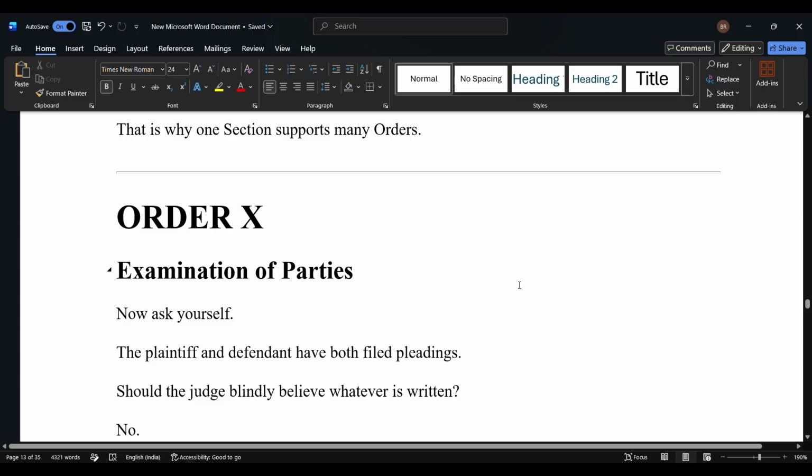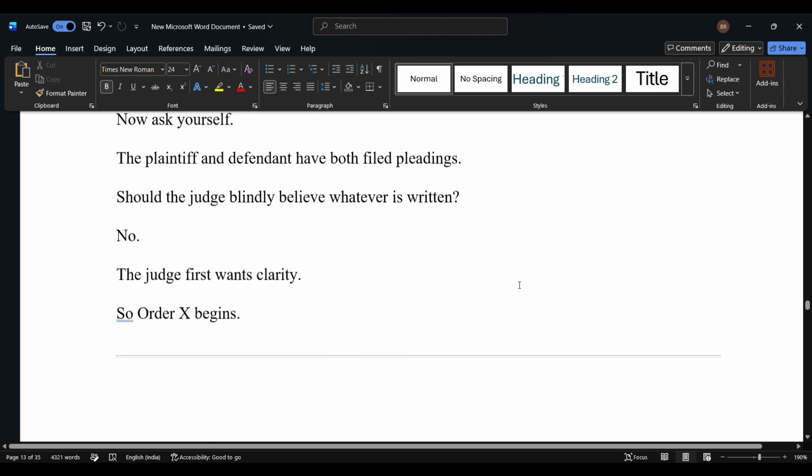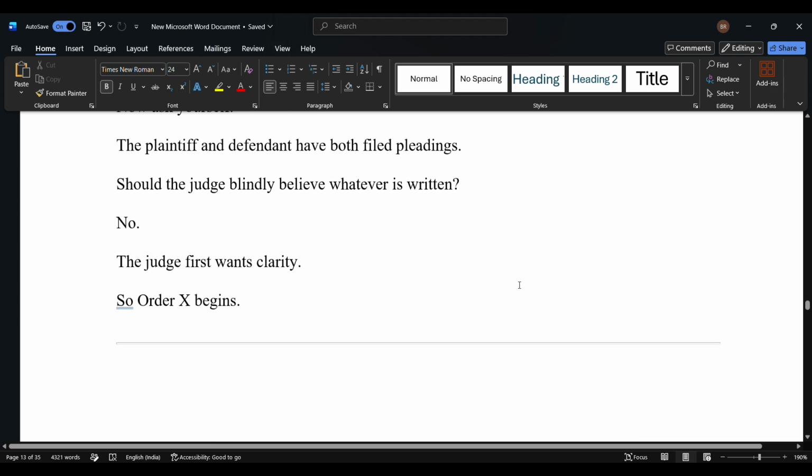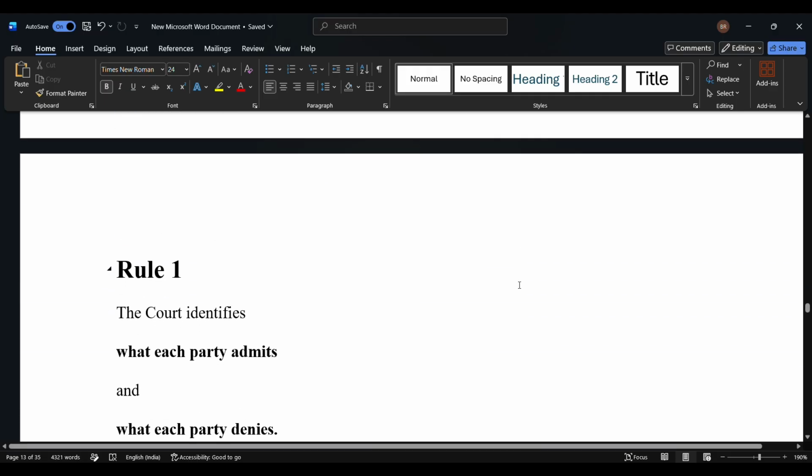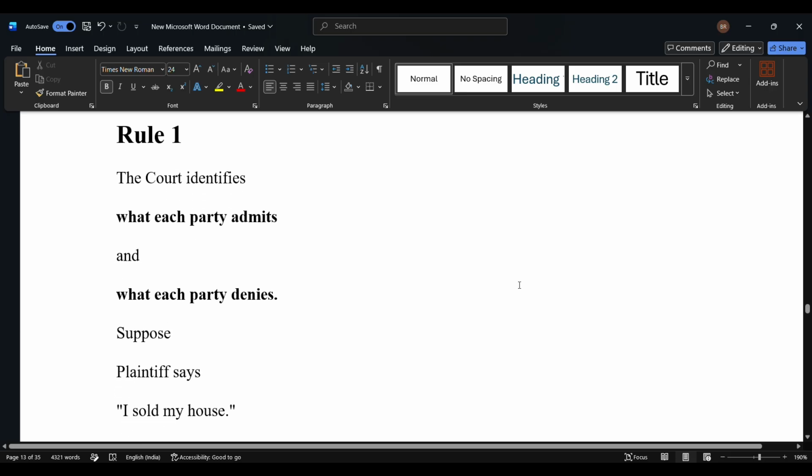Order X, examination of parties. Now ask yourself, the plaintiff and defendant have both filed pleadings. Should the judge blindly believe whatever is written? No. The judge first wants clarity. So Order X begins. Rule 1. The court identifies what each party admits and what each party denies.